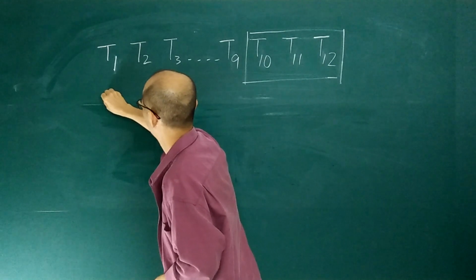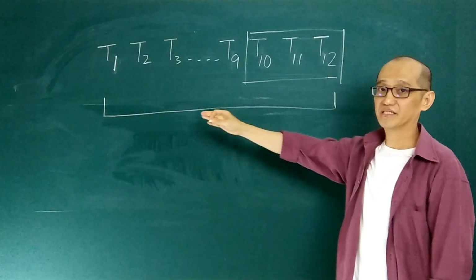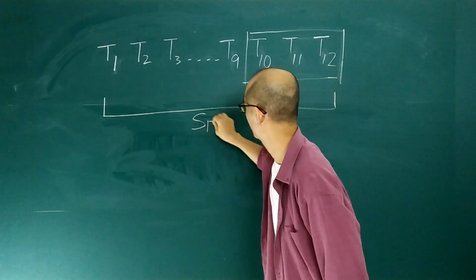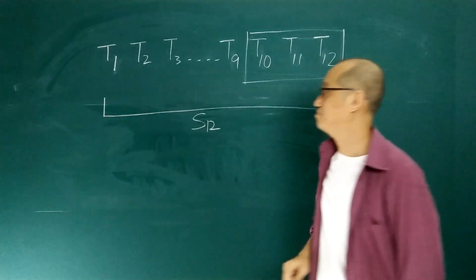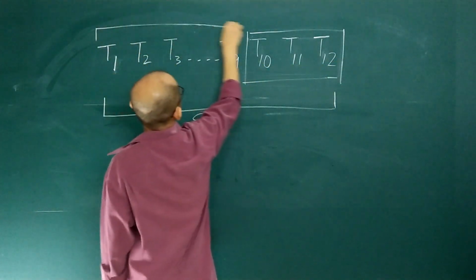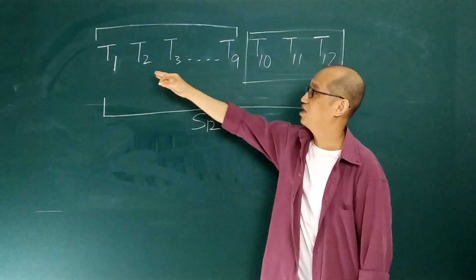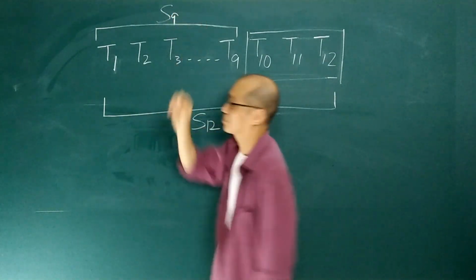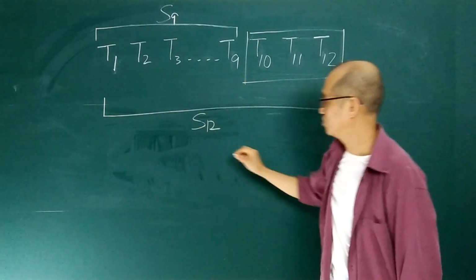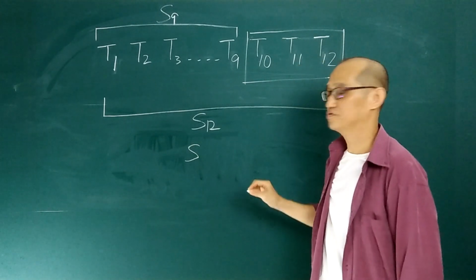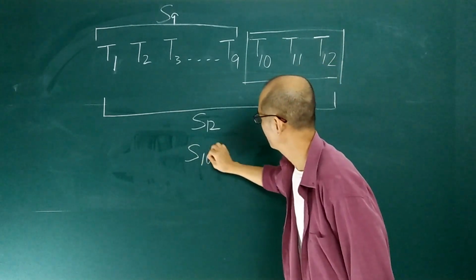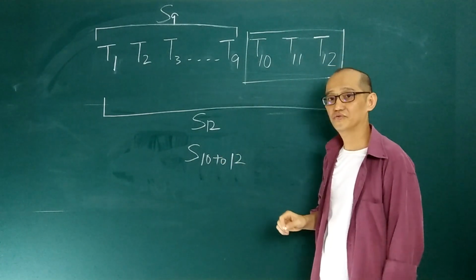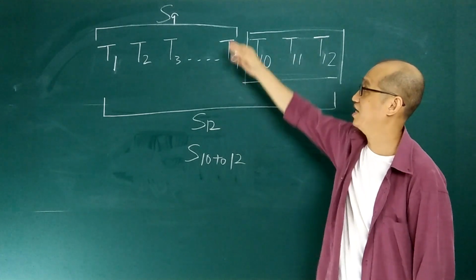First, we find the sum from term number 1 to term number 12. That is S12. And then we find the sum from term number 1 to term number 9. This is S9. So the sum of term number 10 to number 12 is the difference between S12 and S9.